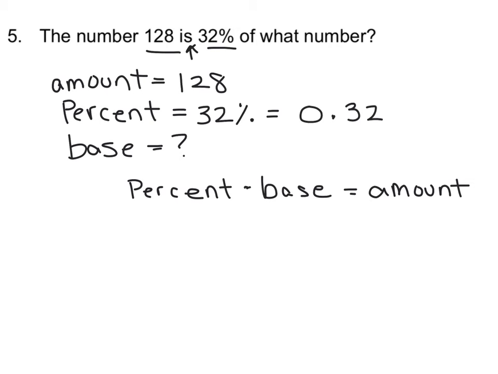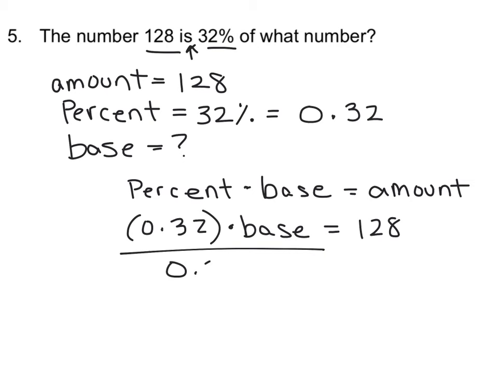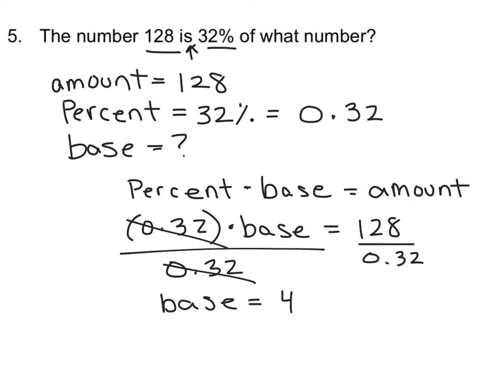Now we'll substitute this into my equation. I have 0.32 times the base equals 128. I want to get the base variable by itself, so I'll divide both sides by 0.32. And I'm left with the base equaling 128 divided by 0.32. When you do that on your calculator, you'll get that the base is 400.